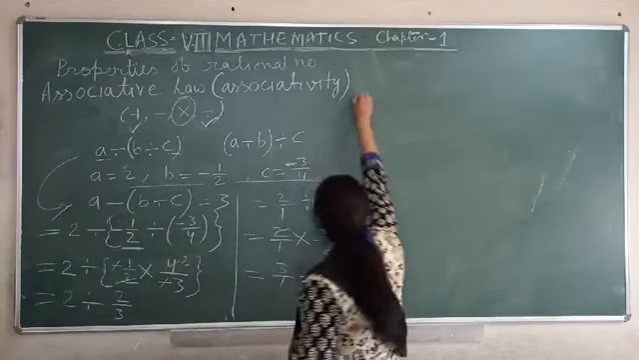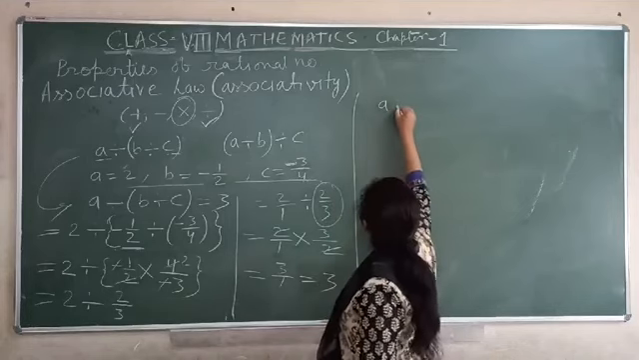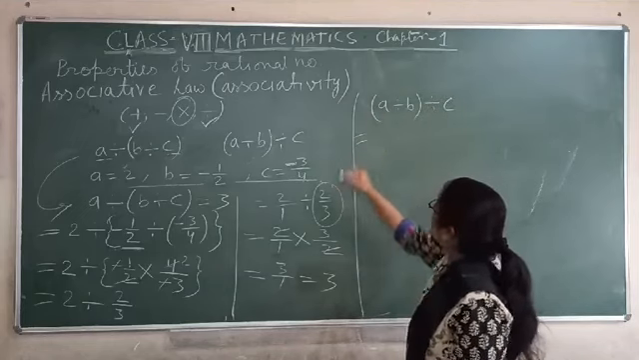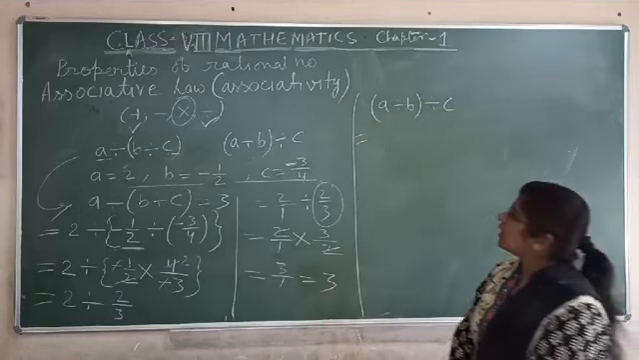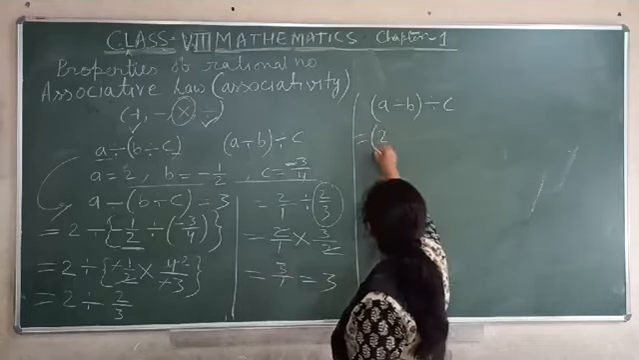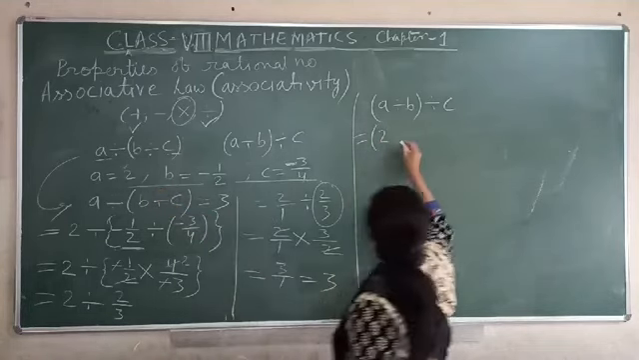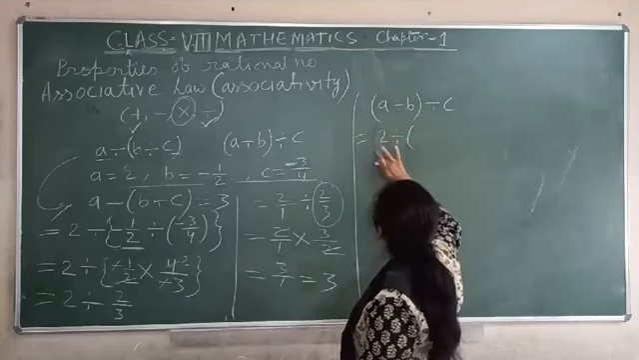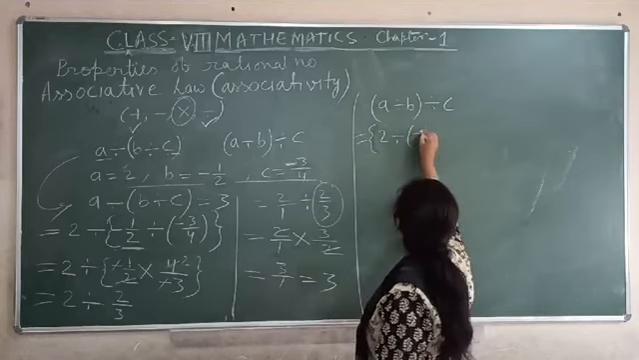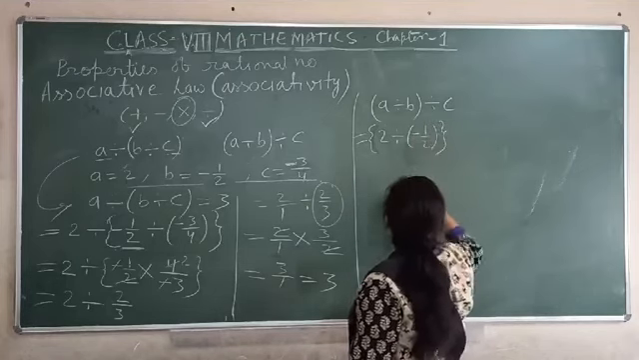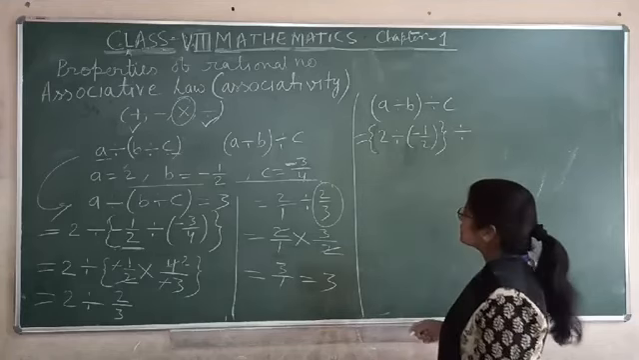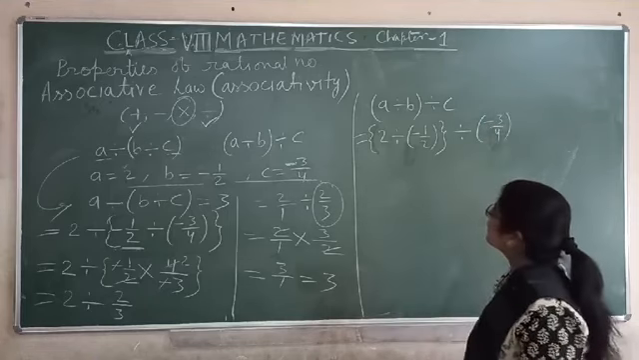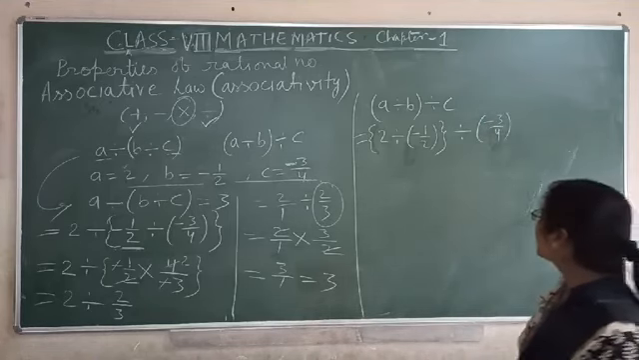Let's check for this one: A divided by B within bracket, this one divided by C. Okay. A equals 2 you have. We suppose here A equals 2 and divided by B. So B is minus 1 by 2. Within bracket we have to write divided by C. C is also negative, minus 3 by 4. We have to write negative within bracket.